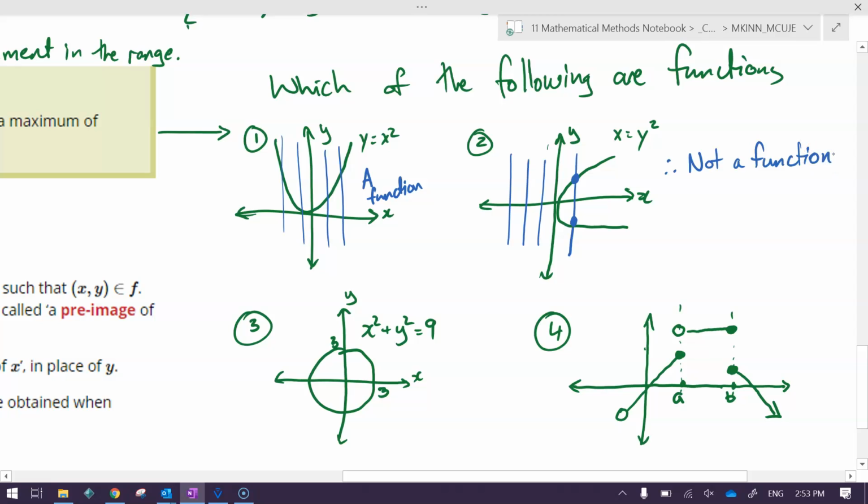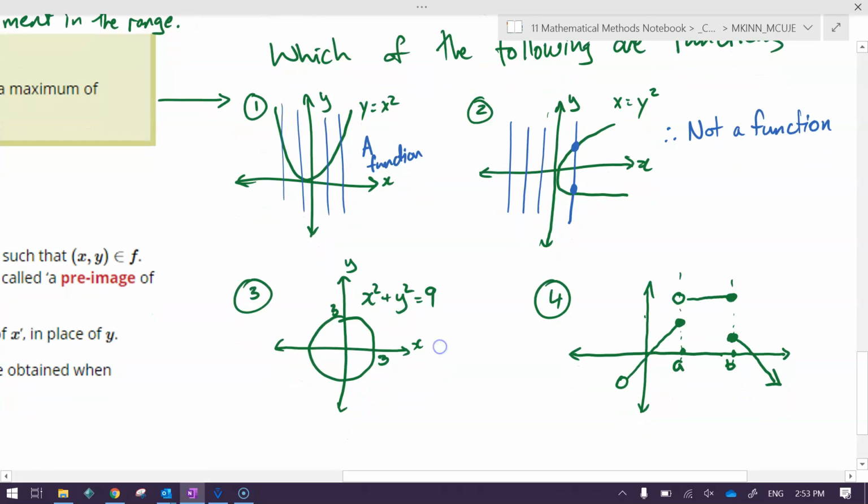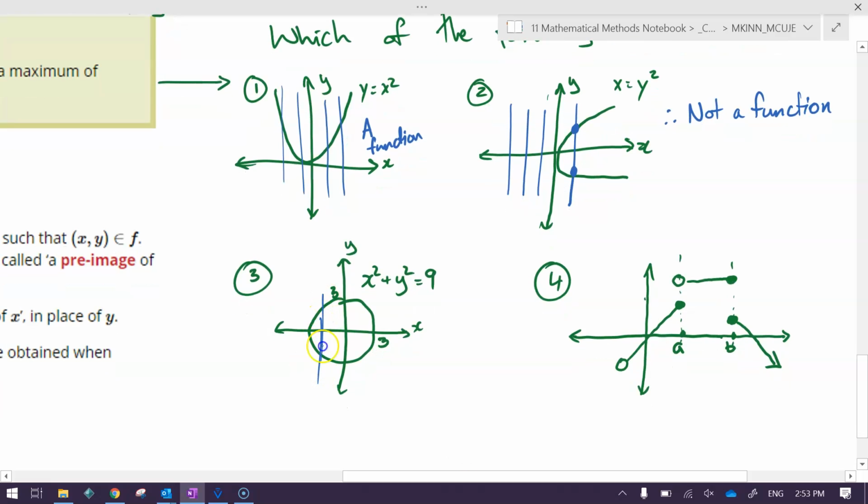What about our circle? Not a function. You can see the y-axis is already a great example. We could put another vertical line, and there are an infinite number of times where it will touch 2 points. So not a function.